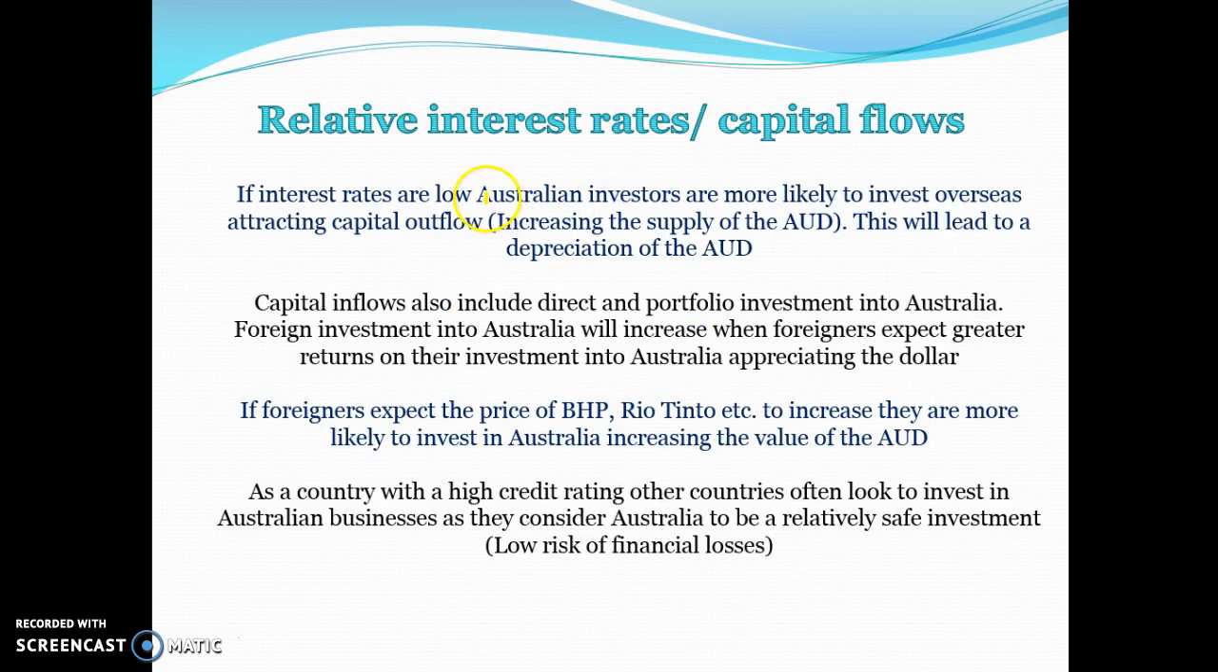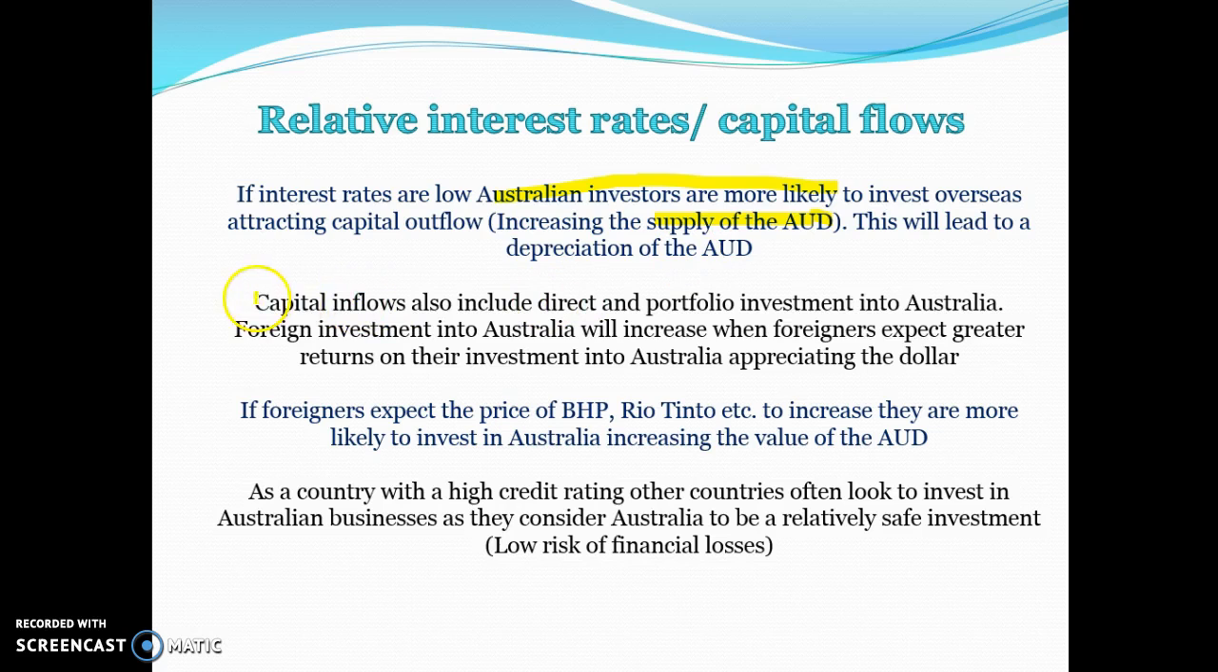If interest rates are low, Australian investors are more likely to invest overseas. So they will place their money overseas, or they might decide that they're going to buy shares or property overseas because they're going to get a better return than having money in Australian banks. All of this leads to more supply of the Australian dollar and leads to a depreciation of the Australian dollar.